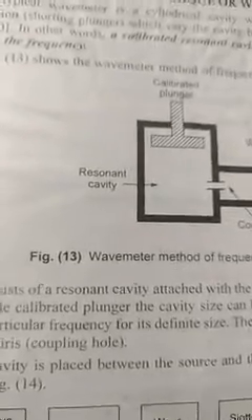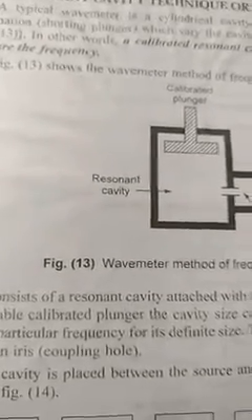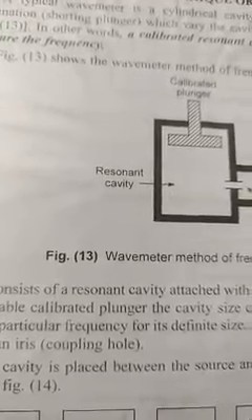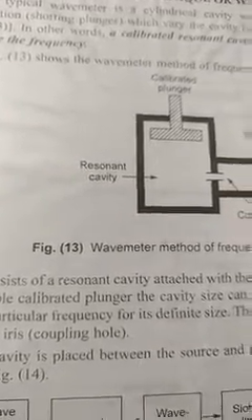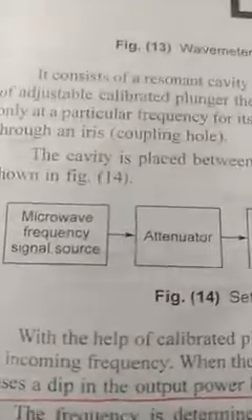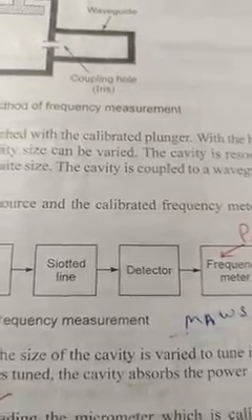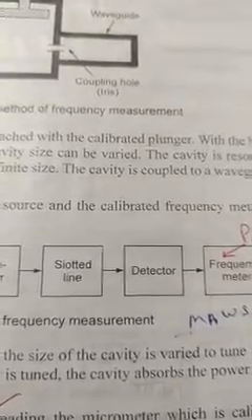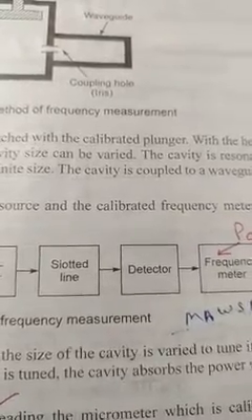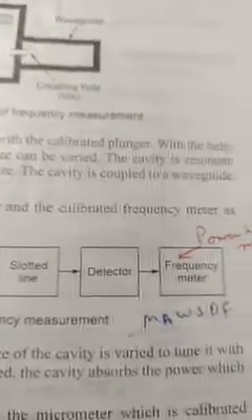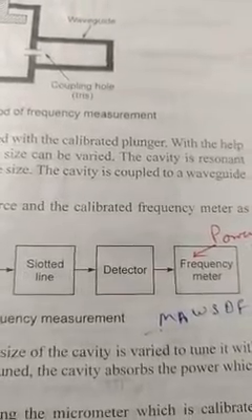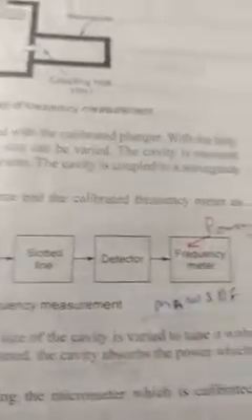So that frequency at which the wave is to be propagated, we can measure with the help of this wave meter. Here we have shown you the setup. Microwave frequency source is there, attenuator is there, wave meter is there, slotted line is there, detector is there, and frequency meter is there. Here we have connected the frequency meter, though we can have a power meter or a VSWR meter.